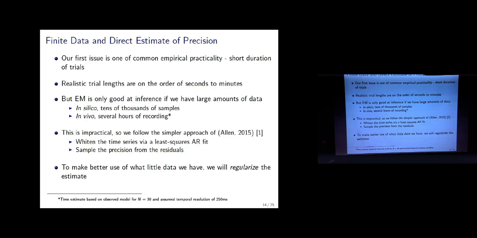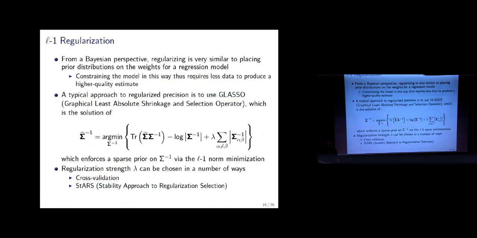And so to make better use of what little data we have, we will use the buzzword of regularization. From a Bayesian perspective, regularization is really just like applying a prior distribution to the coefficients for some regression model. Constraining the model in that way makes better use of what data you have. It gives you a higher quality estimate for comparable amounts of data. The specific estimation approach for precision that I will use is graphical lasso, a very popular algorithm, and it's the solution of this optimization equation, where you'll notice we're using an L1 norm on our regularization. That is kind of like imposing a sparse prior on our precision matrix.